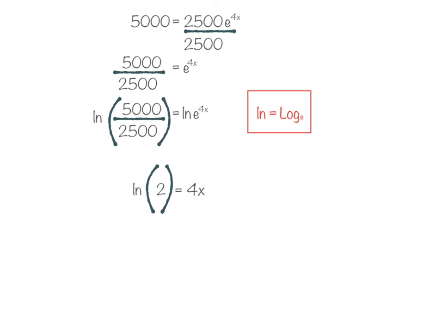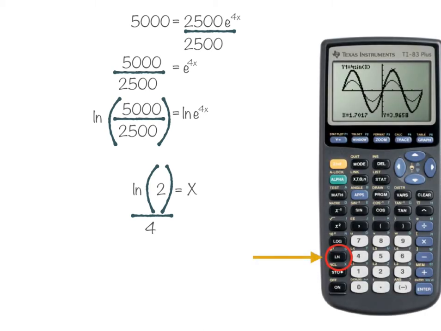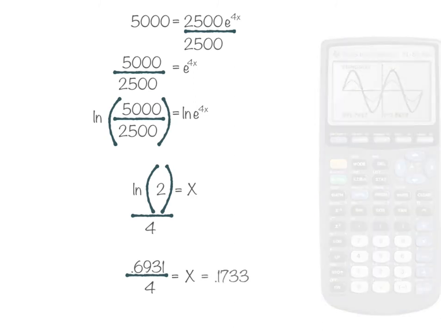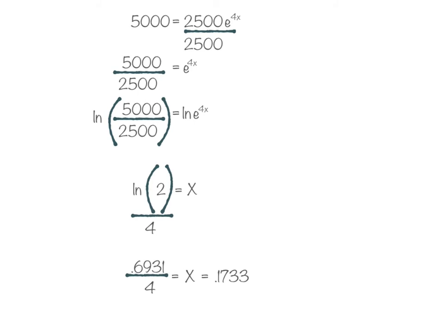So I'm close to isolating my x. I'm going to divide by 4 on both sides, leaving me with natural log of 2 divided by 4. In my graphing calculator, I'll find my natural log button, open parentheses, click on 2, and close parentheses, and that will leave me with 0.6931 divided by 4. And then just divide by 4, and I end up with 0.1733, and that's my answer.